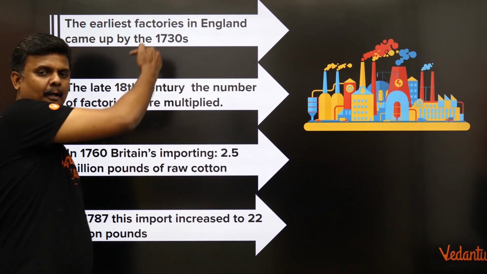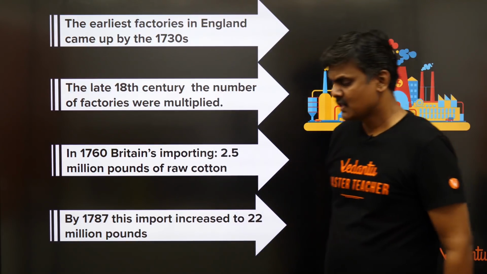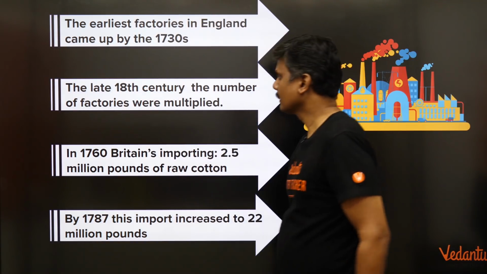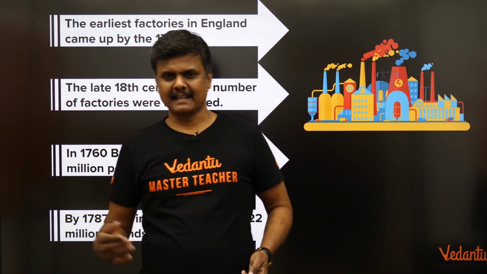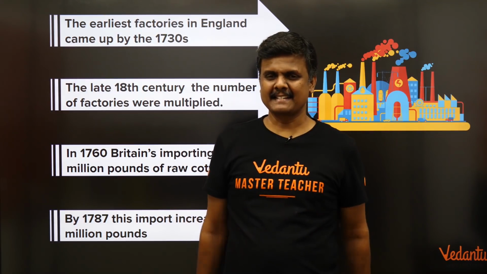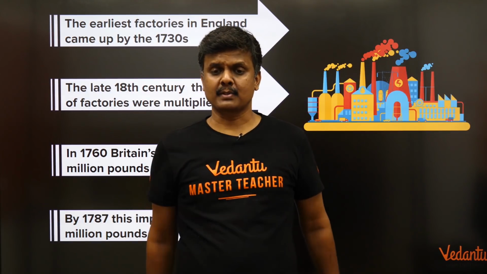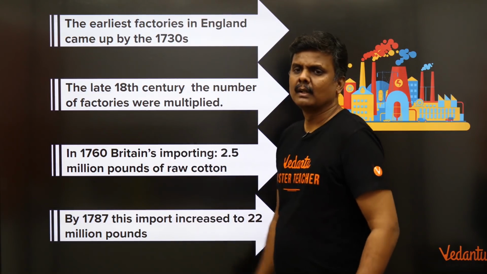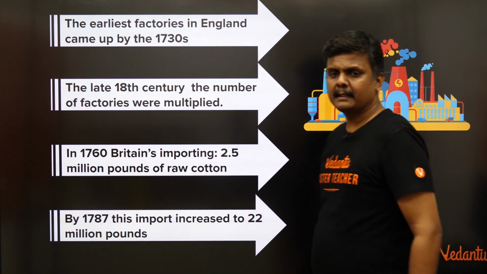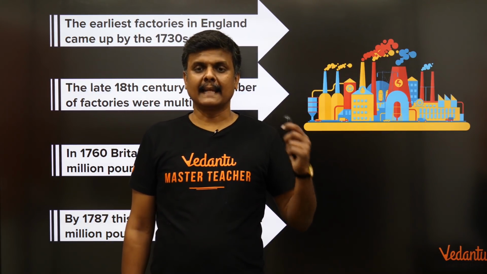There are certain important periods you need to remember, which I said. The earliest factories obviously came in England, 1730s. Late 18th century, the number of factories started multiplying. I think I also spoke about it at the beginning itself. Initially, in 1760, they started with just 2.5 pounds. In a span of 25, 27 years, it moved almost 10x. 22 million pounds of cotton was dealt with, traded.